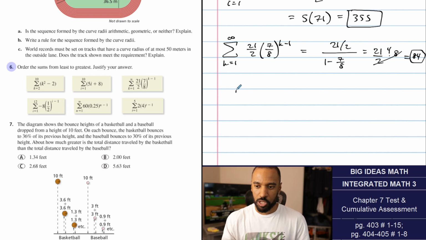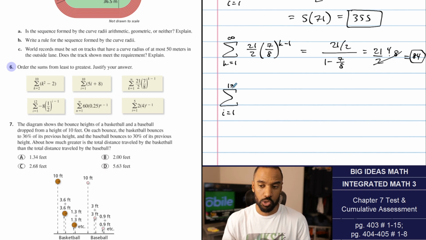The next one should be the smallest because it's negative. So I have no doubt this one's the smallest. I just don't know what the value is.